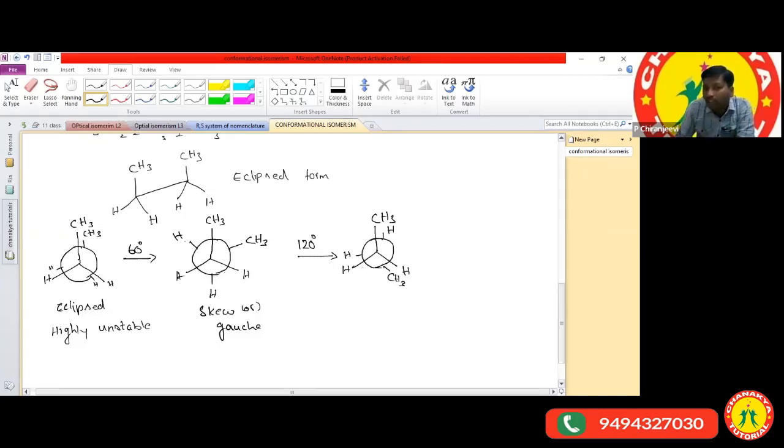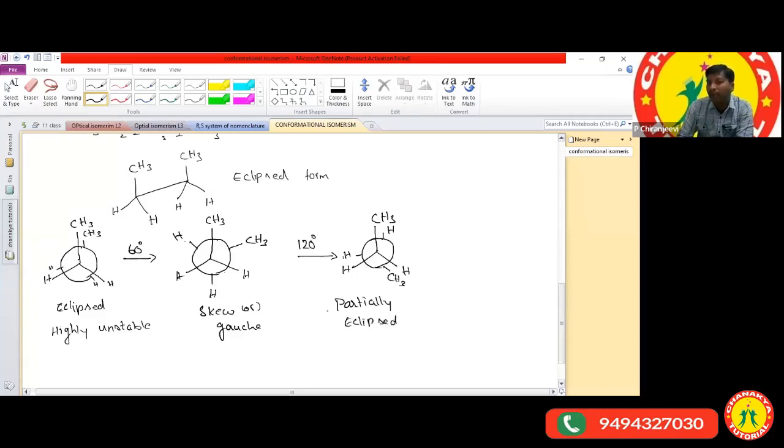In this one, which atoms come close together? Hydrogen, hydrogen, identical atoms. When identical atoms come close together, they also have slight repulsions. Partial repulsions are there. And the structure we got, we can call a partially eclipsed form.